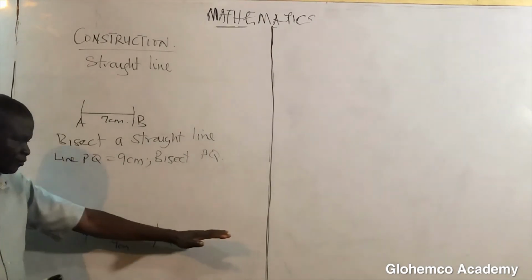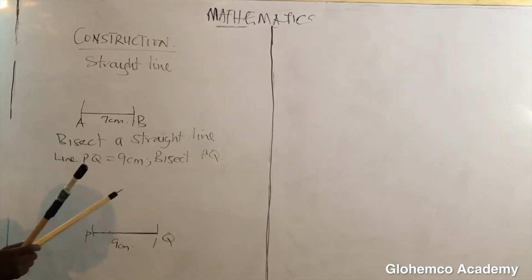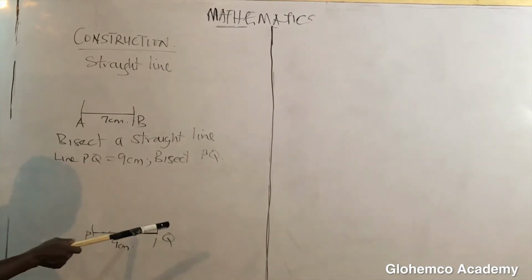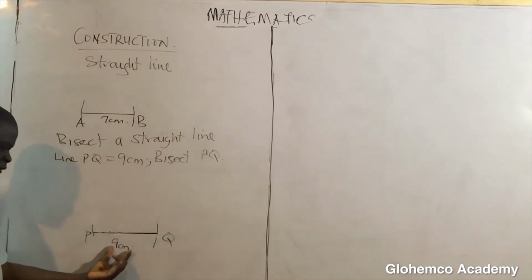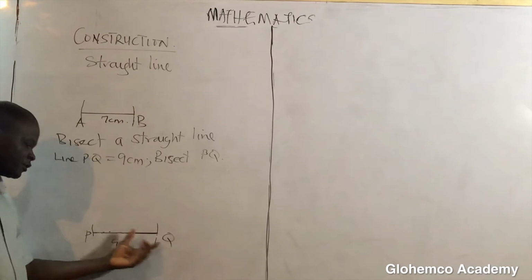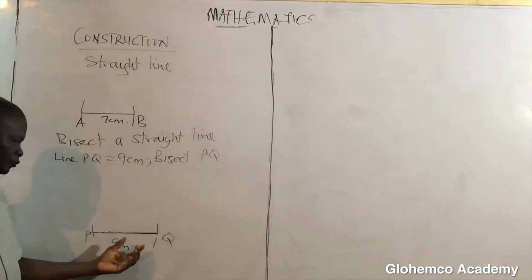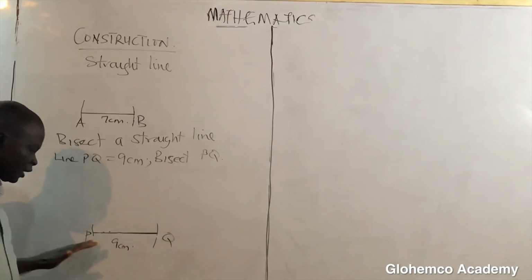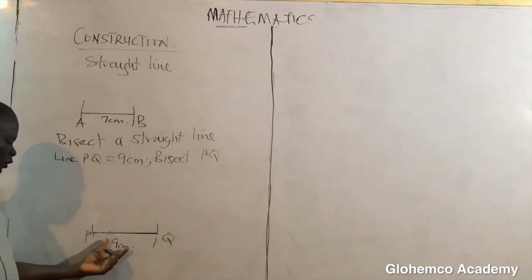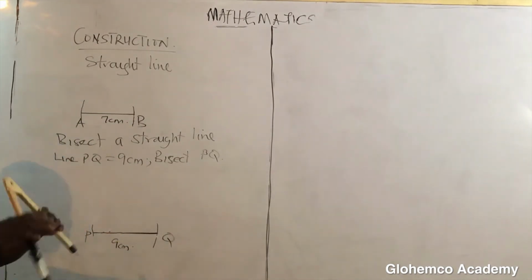If you want to bisect line PQ, you see that PQ is a straight line. At any time you want to bisect a straight line, you open your compass to the same 9 centimeters, the length you have here. If it is 7 centimeters, you open it to 7 centimeters. If it is 12 centimeters, you open it to 12 centimeters. It does not necessarily mean that it will be 9 centimeters. It can be any value. Whatever the value, the distance you have from this to this place is what you open your compass to.